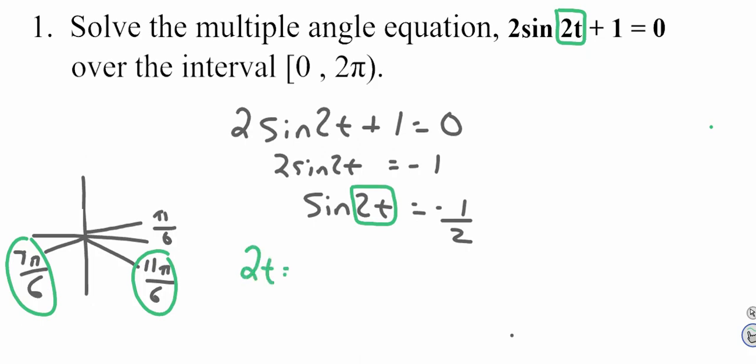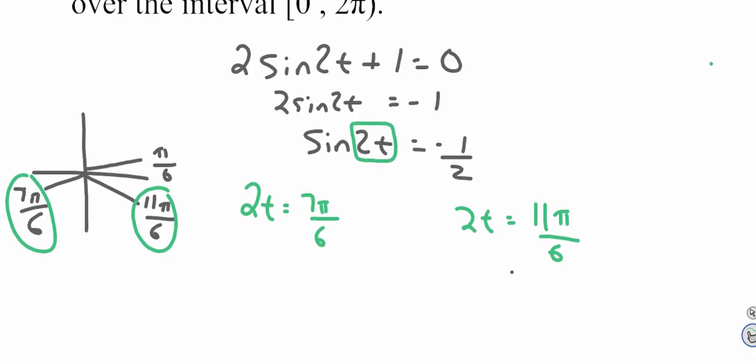So 2t equals 7 pi over 6. And 2t equals 11 pi over 6. So now we're going to solve for t, and that's going to be where our answer comes from. Normally when we get rid of a 2, we divide by 2, but it's weird when we're dividing a fraction by 2. So instead, let's multiply by the reciprocal, right? Multiplying by 1/2 does the same thing as dividing by 2. It just makes it easier when we're dealing with fractions.